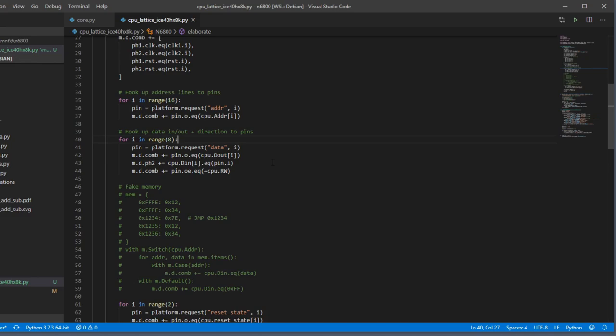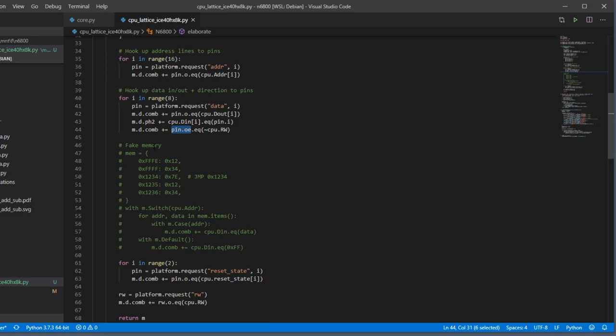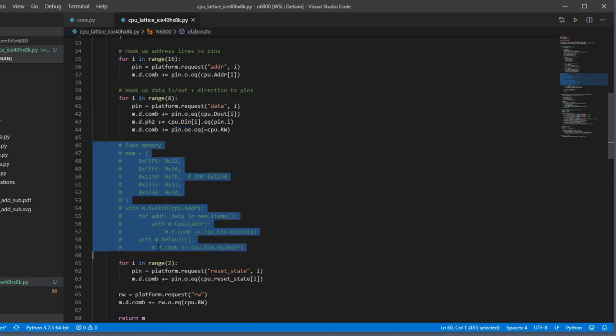The data is just a little bit different. Of course, we request data 0 through 7, and CPU's data out line is assigned to the pin's output. However, the pin's input is assigned to the CPU's data in line, and you choose between the two by setting pin OE, which is simply set to the negative of CPU.RW. Because if CPU.RW is 1, that's a read, and if CPU.RW is 0, that's a write. So if it's 0, then we want the output to be enabled, which means that I have to invert CPU read write. This is in case I decide to actually put it on the board.